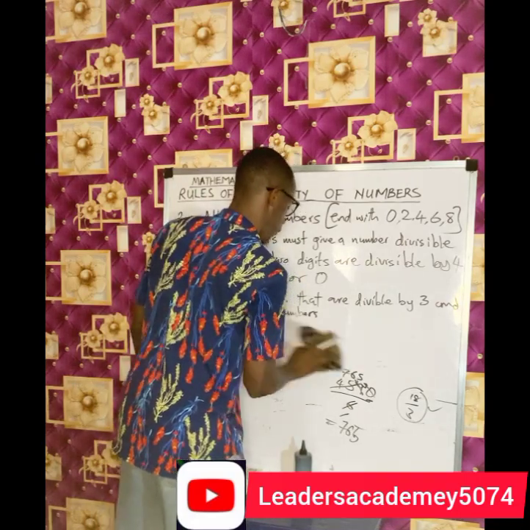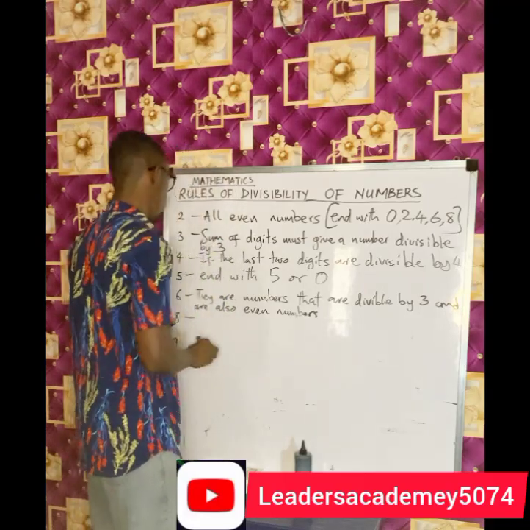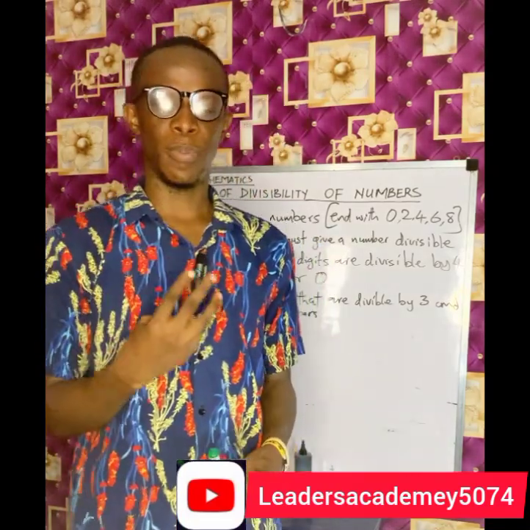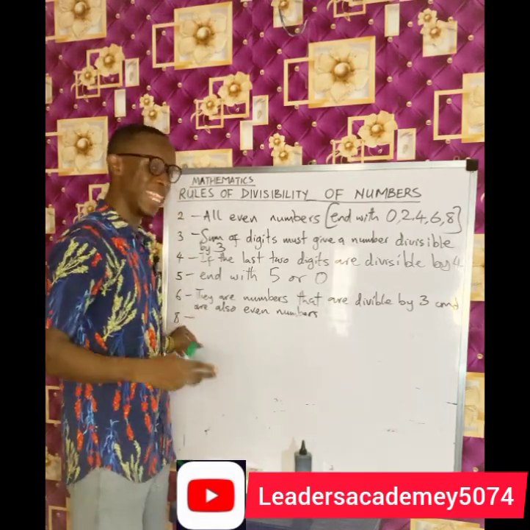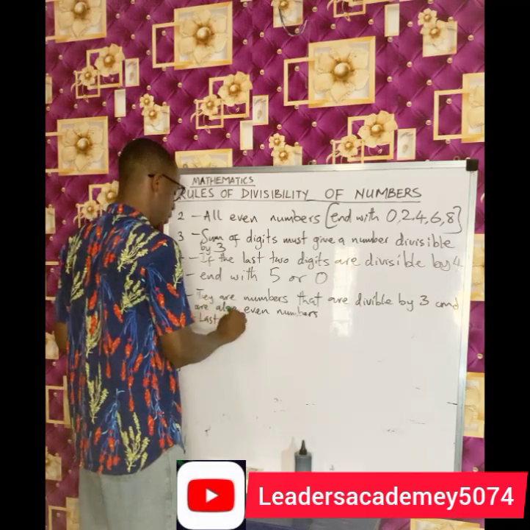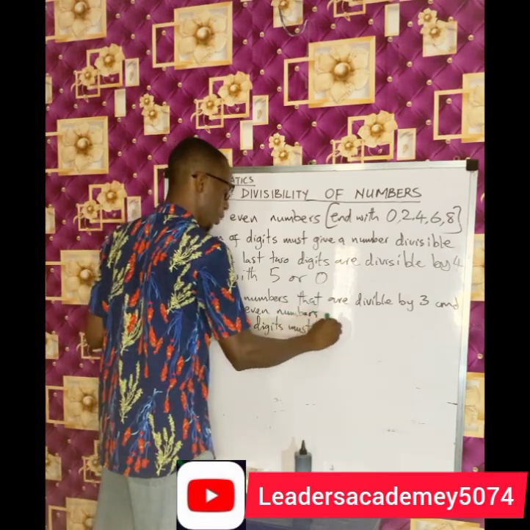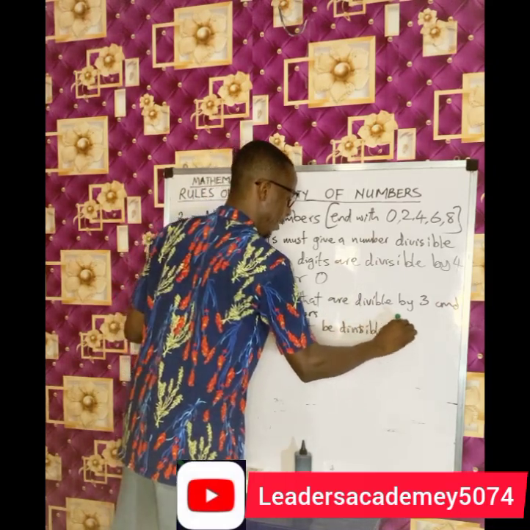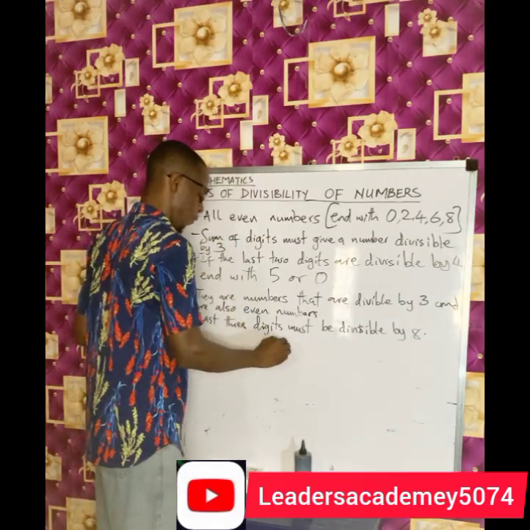Now the next is the rule for 8. A number is divisible by 8 if the last 3 digits are a number that is divisible by 8. Remember for 4, it was the last 2 digits. Now for 8, the last 3 digits must be divisible by 8.